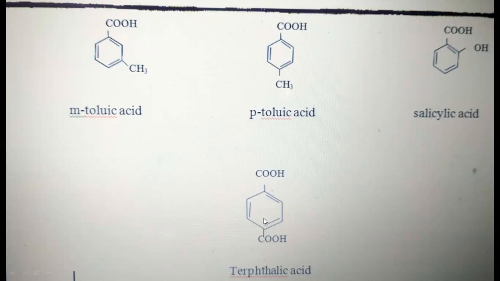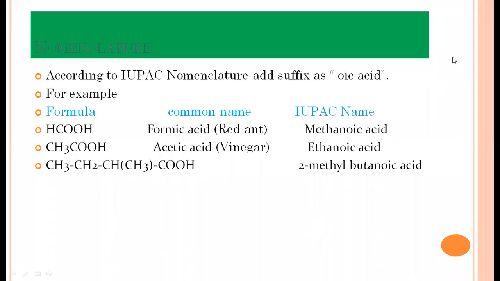Whereas here, on the benzene, if two COOH groups, those are carboxylic acid groups, are present in the para position or opposite direction, then that compound name is called terephthalic acid.